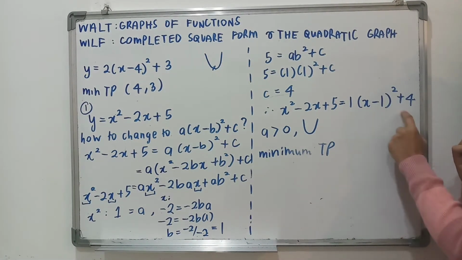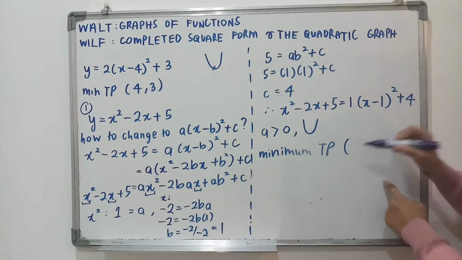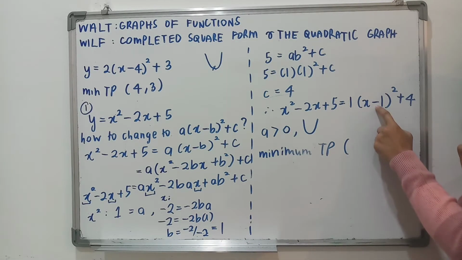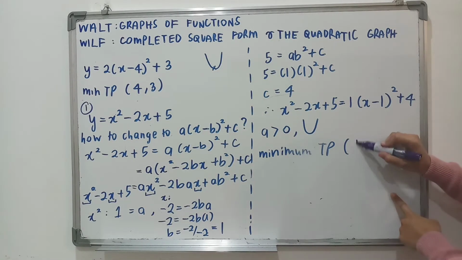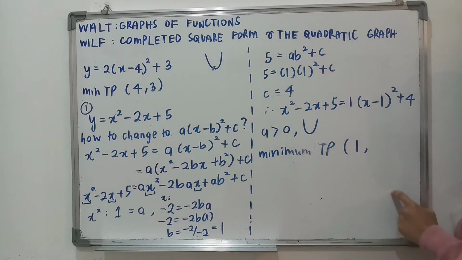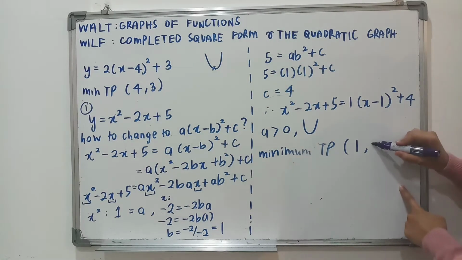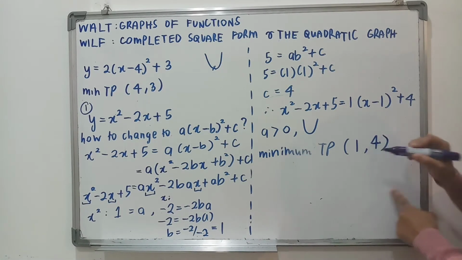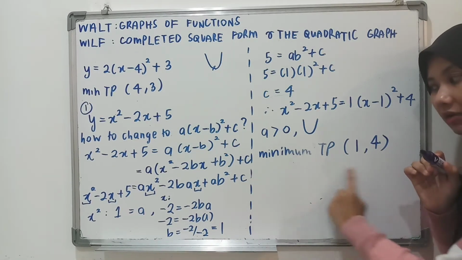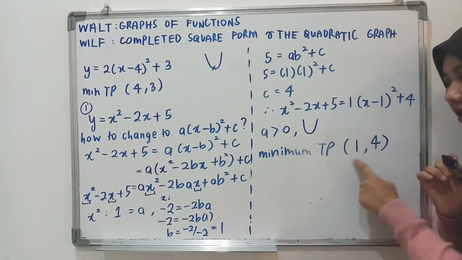Okay. So what is the turning point? How do we read the value of turning point? For the x value, you just take the value inside the bracket, but change the sign. This is negative 1, so therefore we have 1, comma. What is the value of y? Just look at the value at the back. 4. That's it. So this is your mark, okay? Minimum turning point 1, 4.